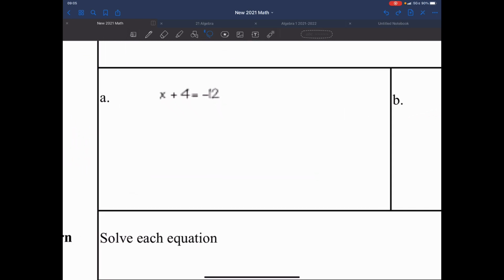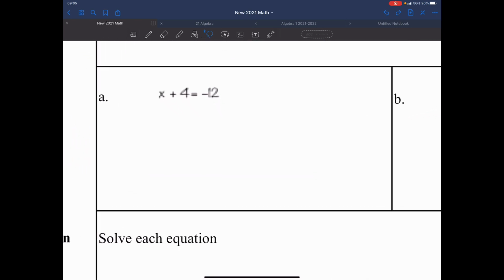So my first equation is x plus 4 equals negative 12. I'm going to subtract 4 from both sides, and then I get x equals negative 16, and that's my solution.